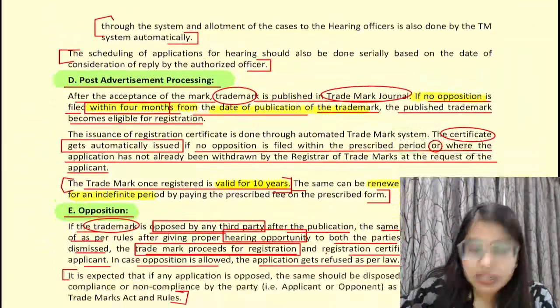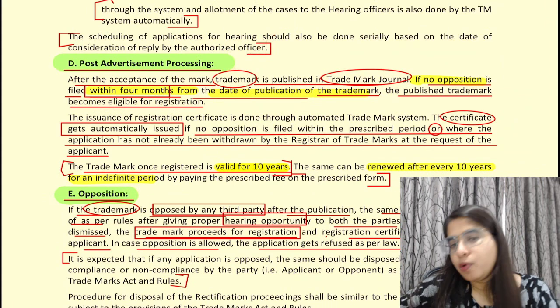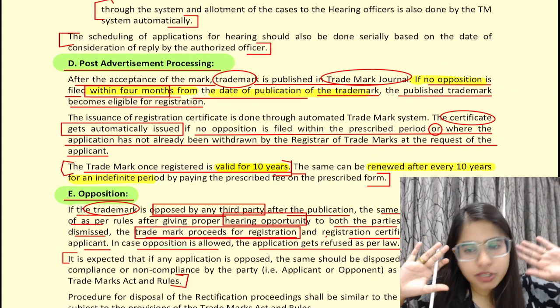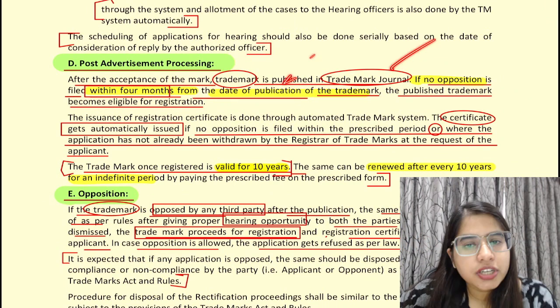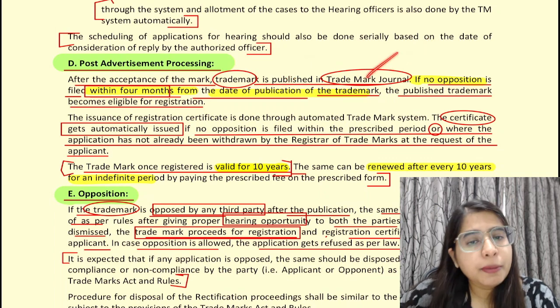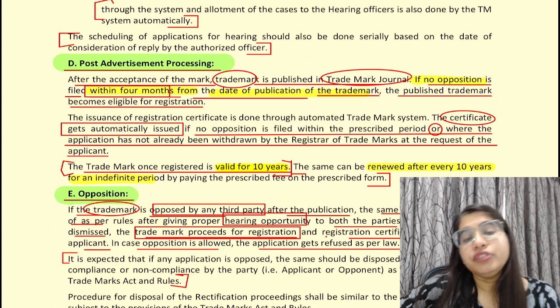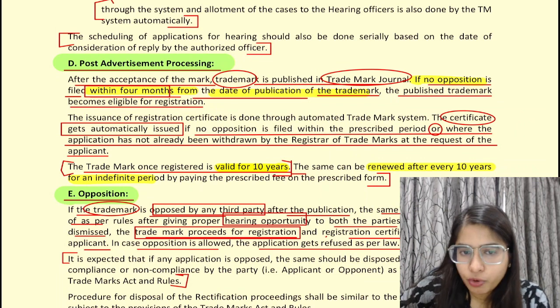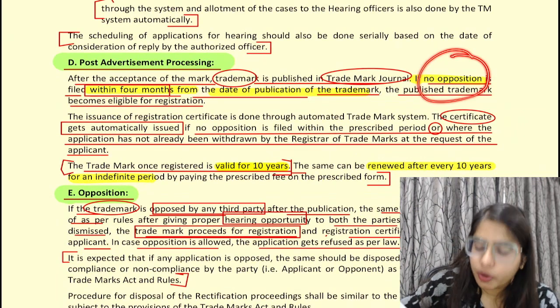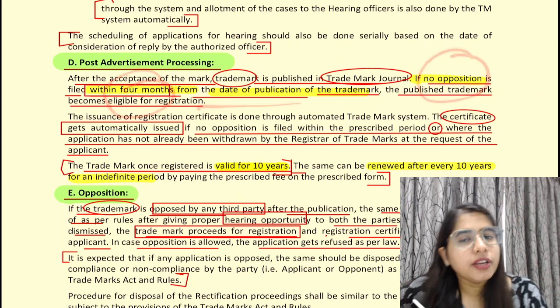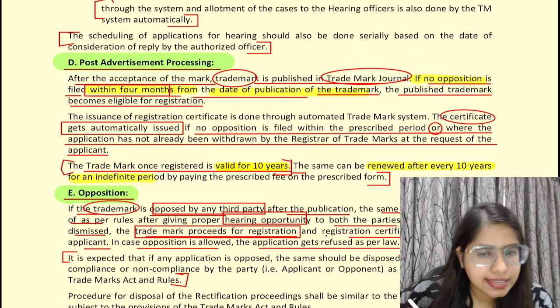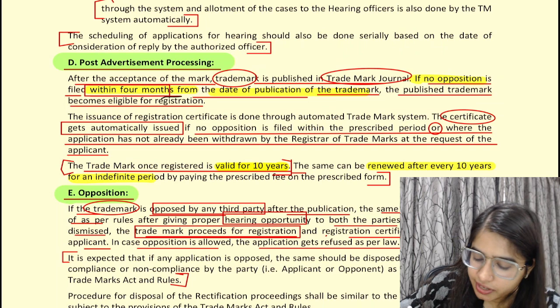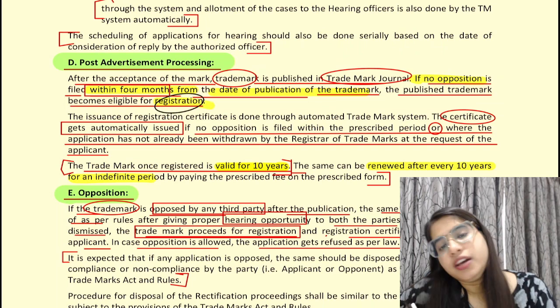So now here please come to post advertisement processing. Post advertisement means, if the examination report is fine, then you will publish it in the trademark journal. Now people can file objection within 4 months. You have to remember this date, 4 months. However, if no opposition or no objection is filed within 4 months from the date of publication, in that case they will register the trademark. The trademark will be registered.